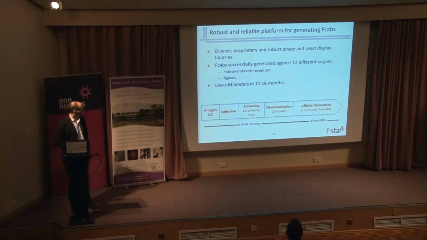Diagram showing the timeline, basically 6 to 10 months to get to the first hits out of the selections, and then a period of perhaps variable length subsequently to go through the affinity maturations to get typically low single-digit nanomolar affinities.